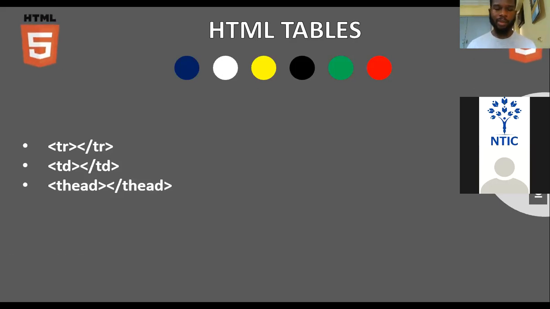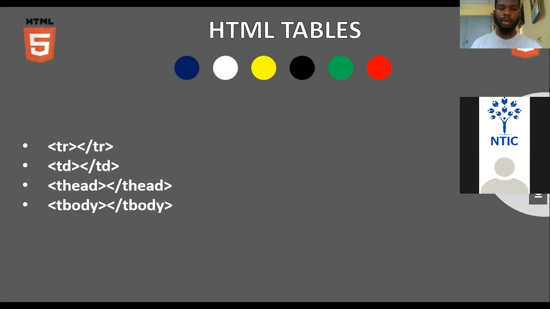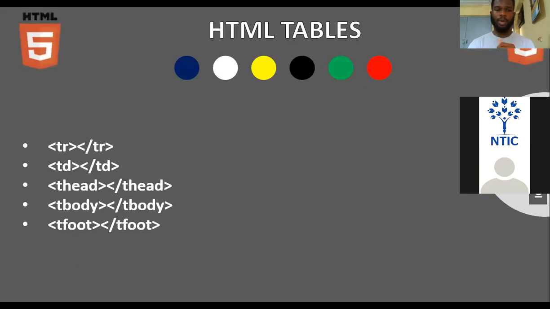Then we looked at T head. T head, T body, and T foot are all table sections. Inside them, you will still have TR and TD. All right. Now today we'll be looking at more elements and attributes.